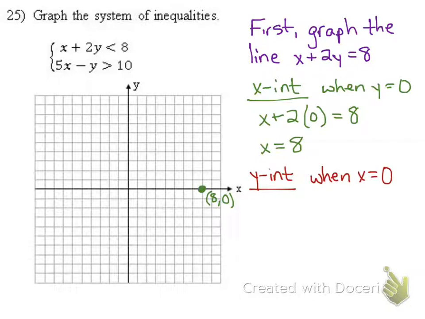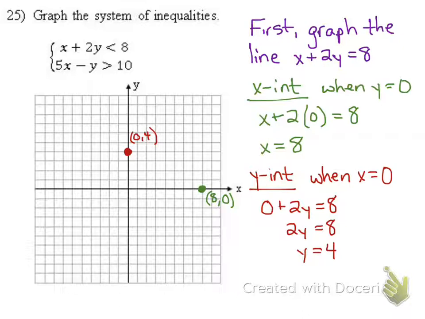I'll repeat the same process for the y-intercept. Y-intercept is the y value when x is equal to 0. So now I'm going to take the same rule and replace x with 0. That gives me 2y equals 8. Divide both sides by 2, and I get y equals 4. That tells me where to plot the point on my y-axis.